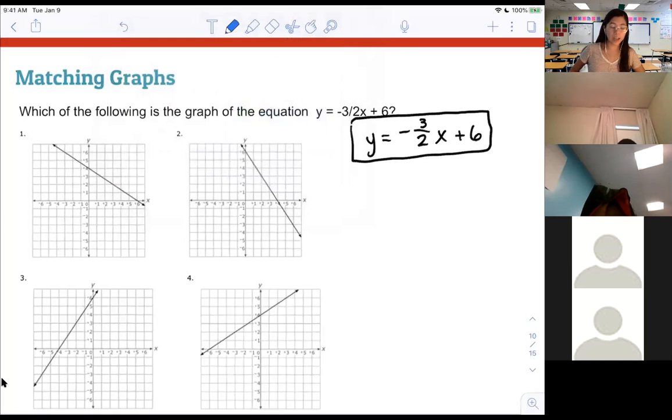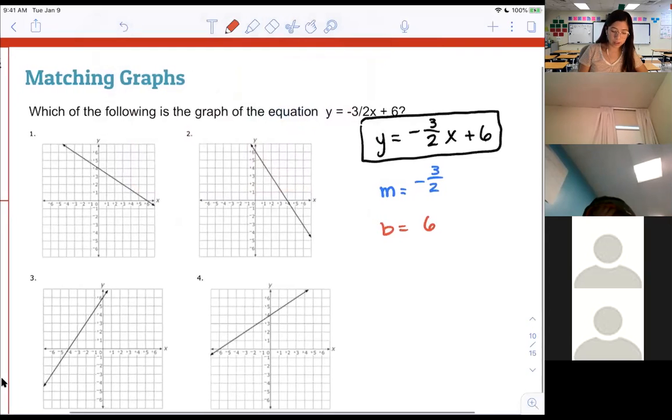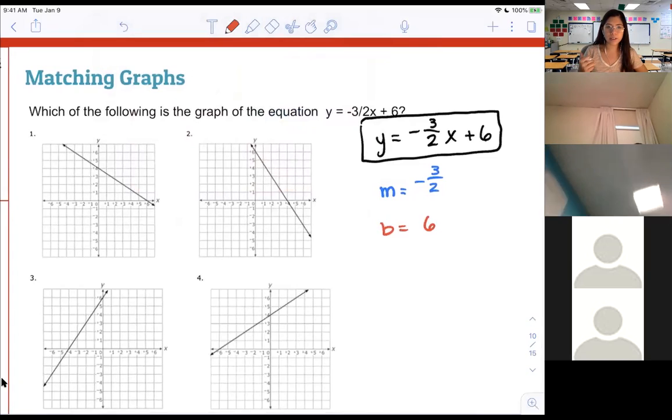You're asking? Yeah, I'm asking you. Oh, the slope and the y-intercept? Good. So I know my slope, and what's my slope? Negative 3/2. Mm-hmm. And I know the y-intercept. What's the y-intercept? 6. So what I can do is I can play a little game of matching, okay? I need to find which one has the correct slope and the correct y-intercept.